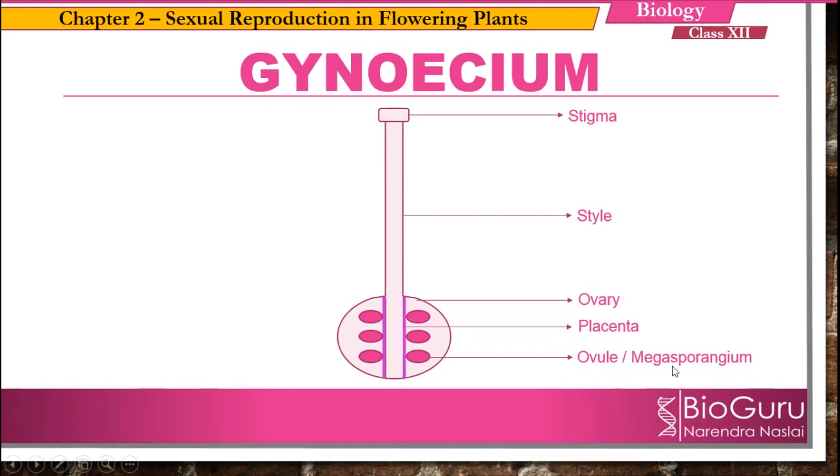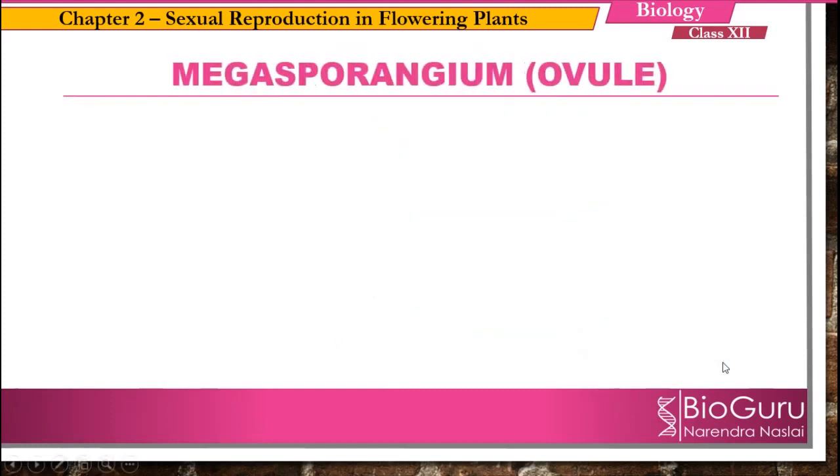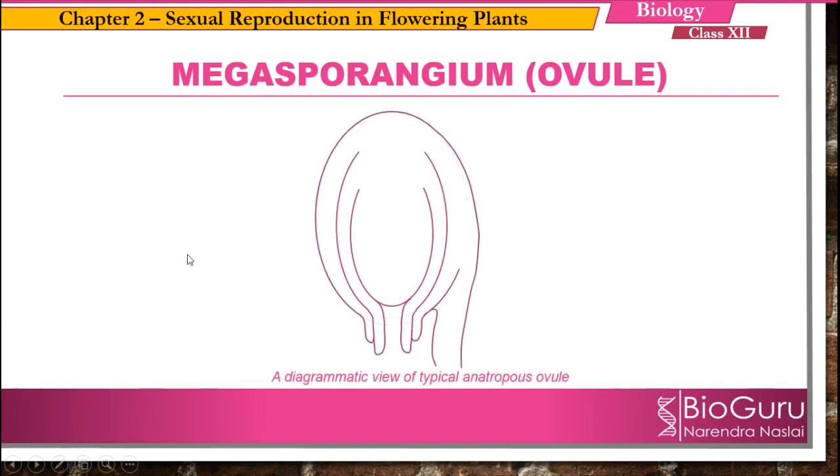Now in our next slide we are going to study about the ovule or megasporangium. This is the diagrammatic view of a typical anatropous ovule. There are types of ovules based on orientation, but here we are going to discuss only the structure of the ovule, not the different types. If you want to study the different types of ovules, write down in the comment box and I will try to make a video on that.